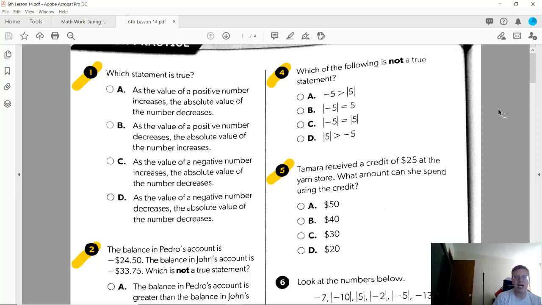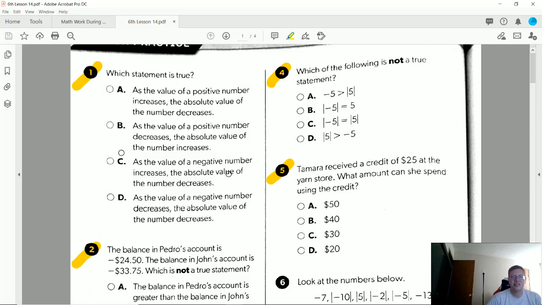So let's look at our options. Letter A is the value of a positive number increases, the absolute value decreases. That is not correct, because the further we get from 0, the larger the absolute value is, whether we're getting larger numbers or we're getting smaller numbers. So as the value of a positive number decreases, absolute value increases. That's not correct. That would be if a negative number. As the value of a negative number increases, the absolute value decreases. So this one is true. By the value of a negative number increasing, that means we are getting closer to getting back to 0. So that would be letter C.